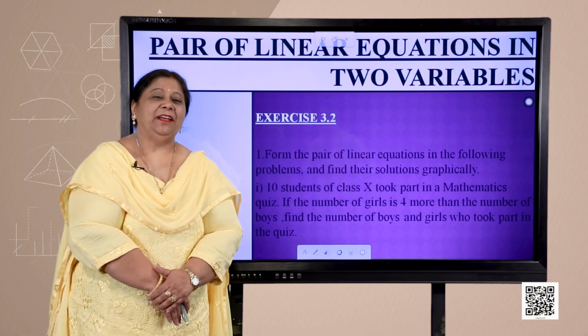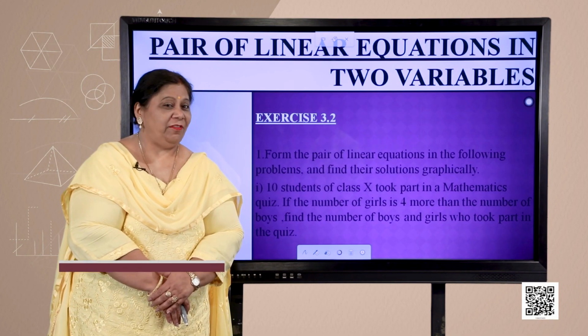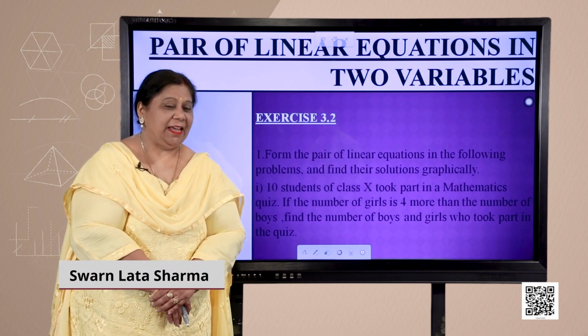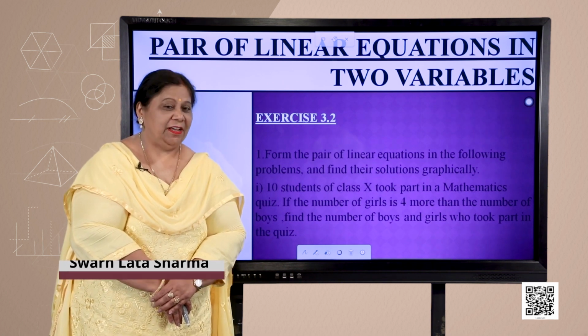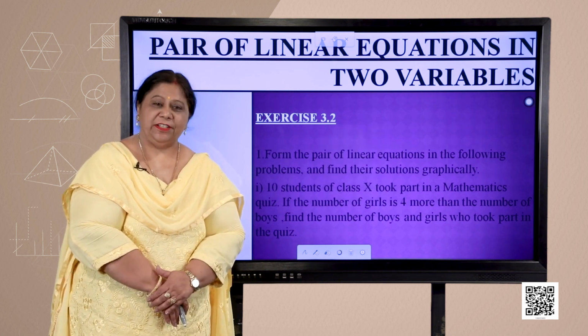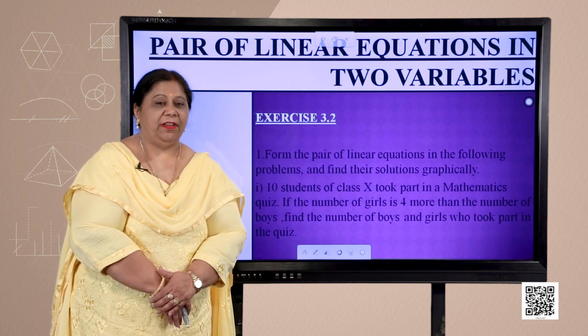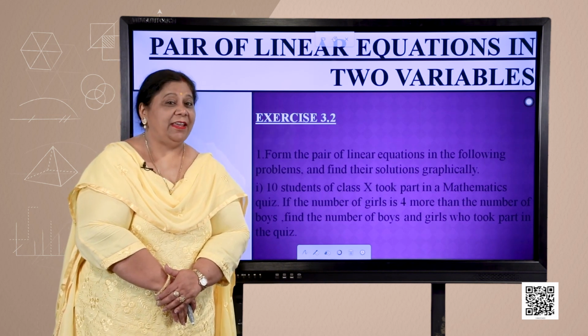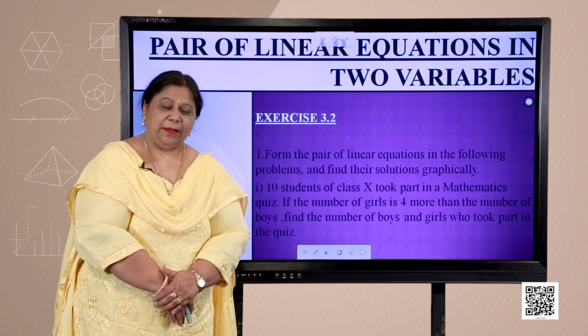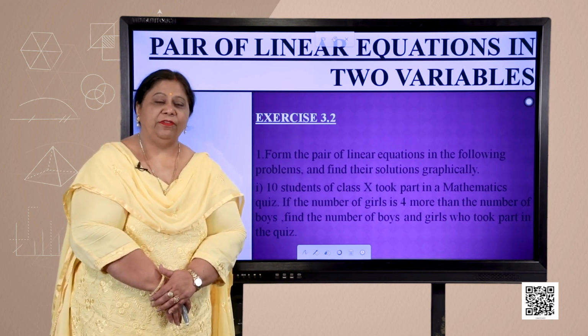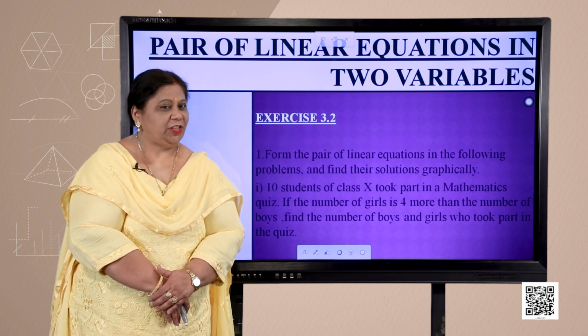In the last episode, we were learning about pair of linear equations in two variables, in which we discussed the graphical representation of linear equations. We also discussed the three conditions: when the system of equations has a unique solution, when it has no solution, and when the equations are coincident. In the same sequence, let us continue with exercise 3.2, question number 3.